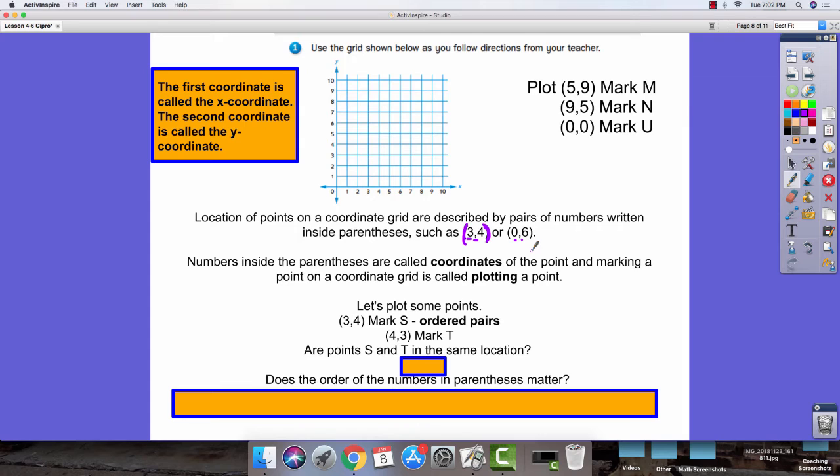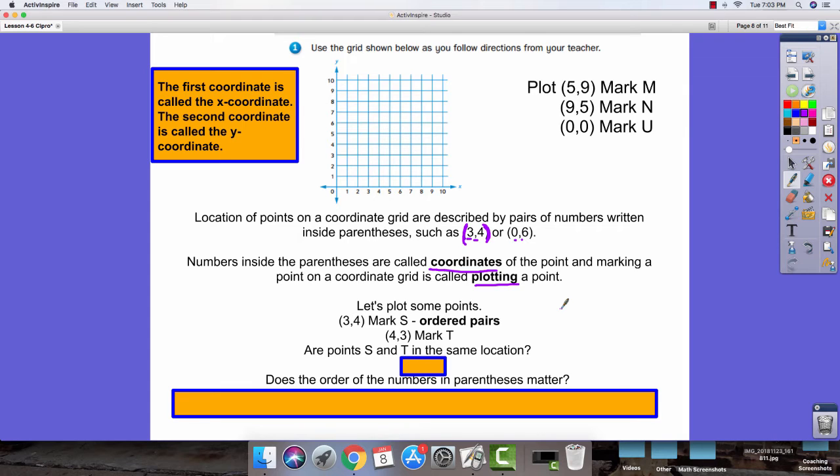The numbers inside the parentheses are called coordinates. So this ordered pair 3, 4, that's called coordinates of the point, and marking a point on the coordinate grid is called plotting a point. Okay, so pause video and fill in those two blanks in your notes. Okay, pause. All right, let's plot some points now.